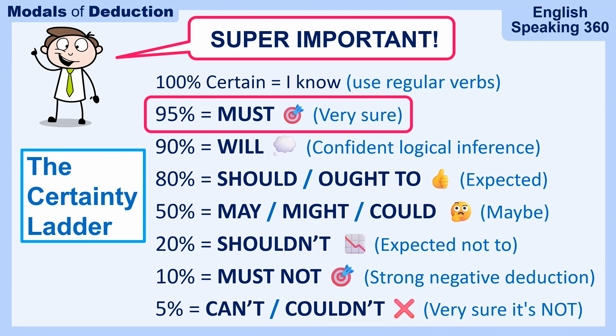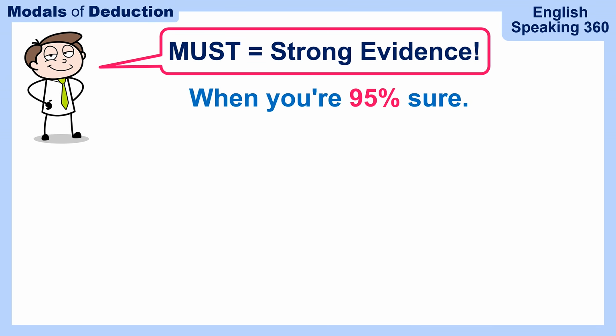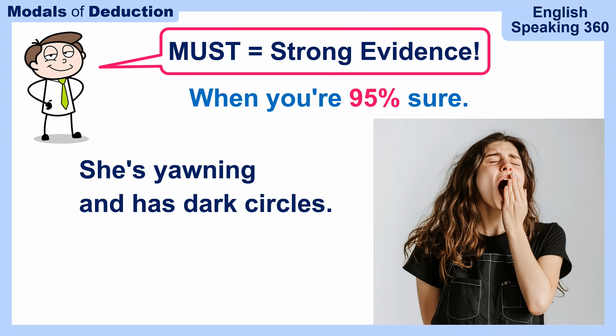Let's get started with must at 95%. Must is used when you have super strong evidence. So that's why you are 95% sure, because just by looking at the evidence, you say that is most probably right. For example, she's yawning and she has dark circles.